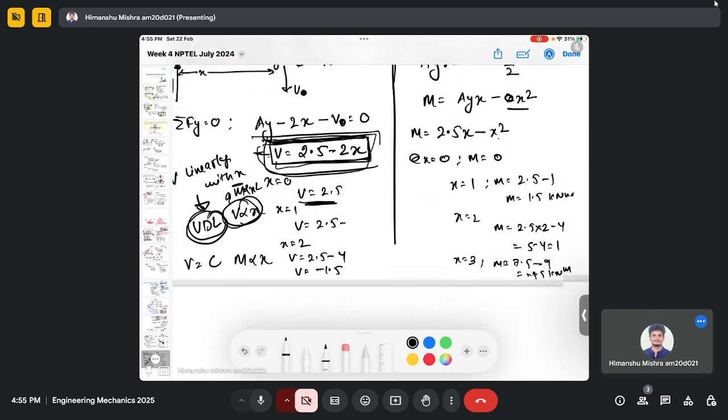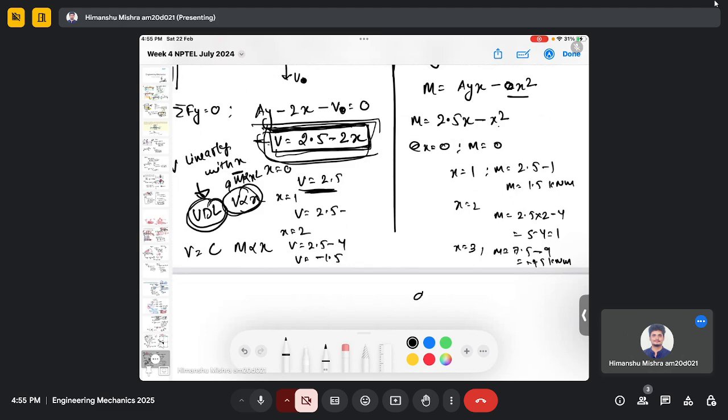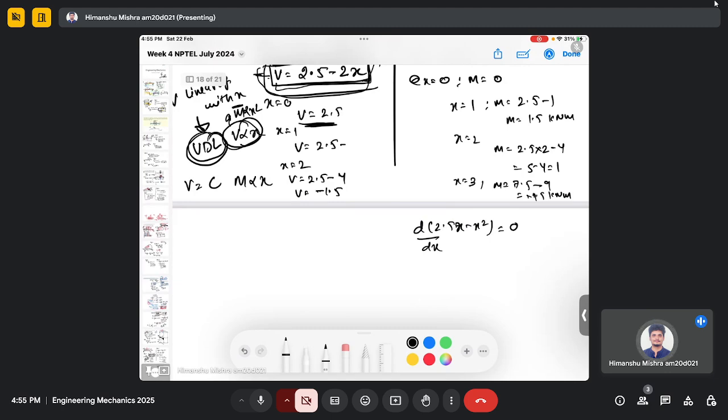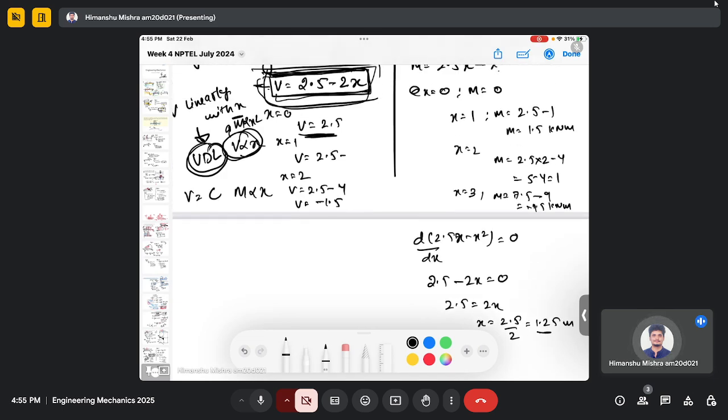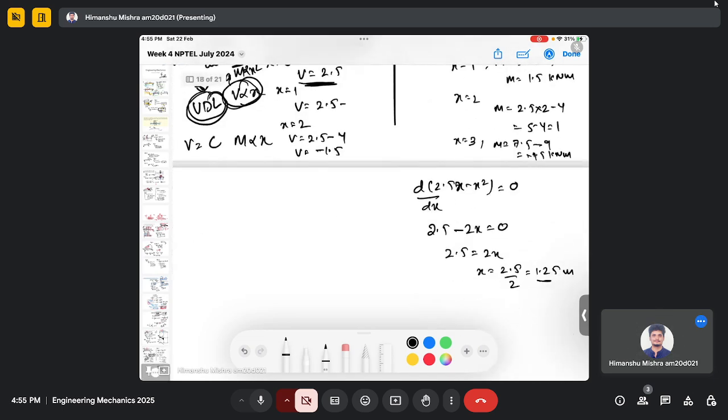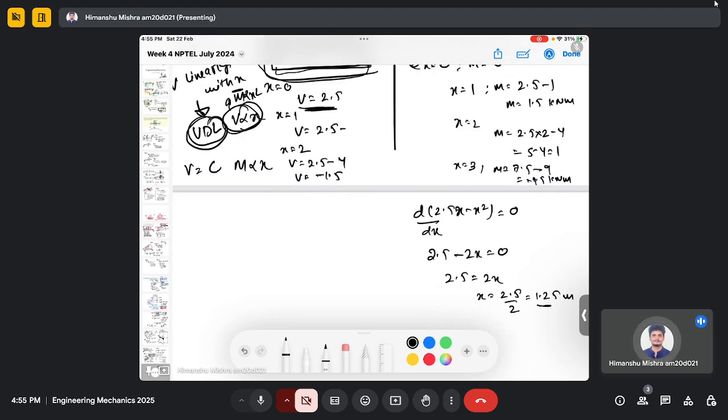So if I differentiate this expression and equate it to 0, I will have 2.5 minus 2x equals 0. So x equals 2.5 divided by 2, and this is 1.25. So at x equals 1.25, your bending moment magnitude will be large, and one can check that.